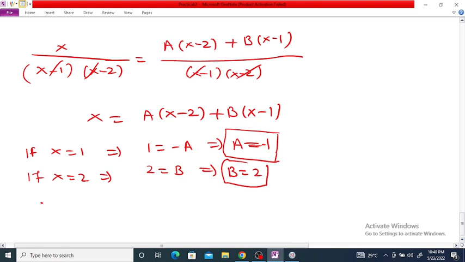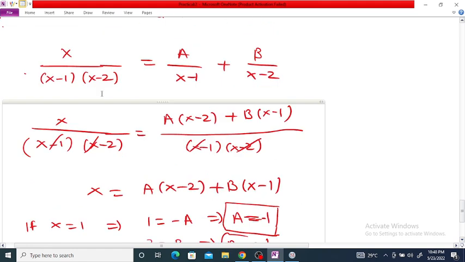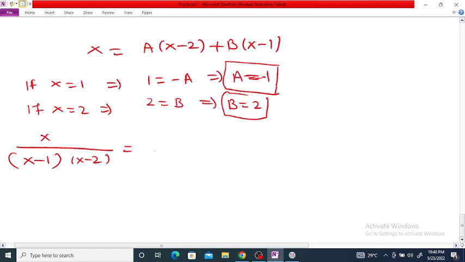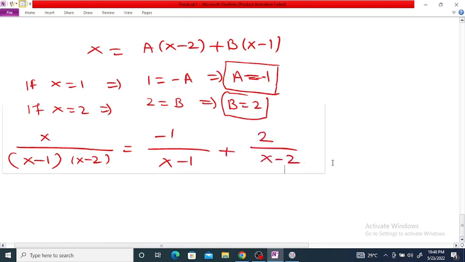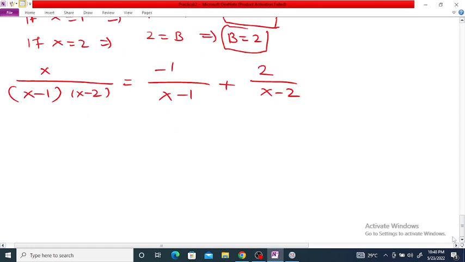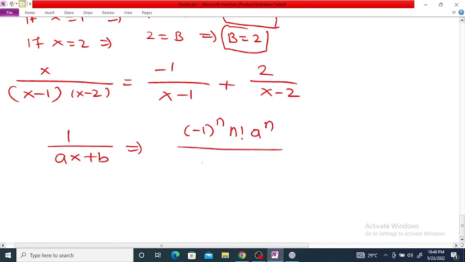So x divided by x minus 1 times x minus 2 is equal to a divided by x minus 1, so a is what? Minus 1. Minus 1 divided by x minus 1, and next 2 divided by x minus 2. So the nth derivative of this function is, now as we know that for 1 divided by ax plus b, its nth derivative is minus 1 raised to n, n factorial, a raised to n, divided by ax plus b raised to n plus 1.